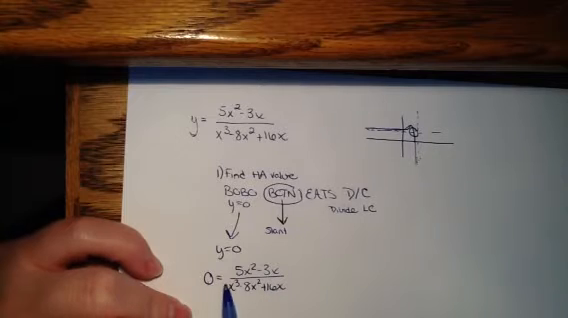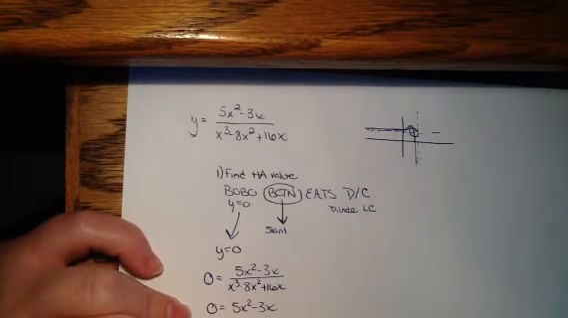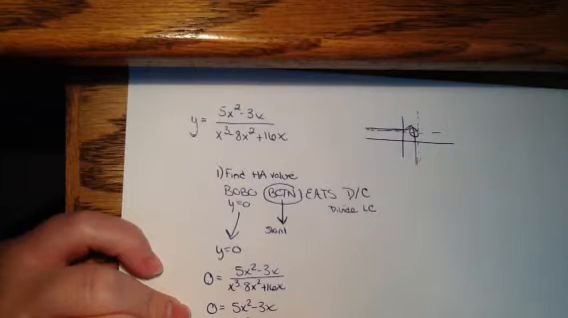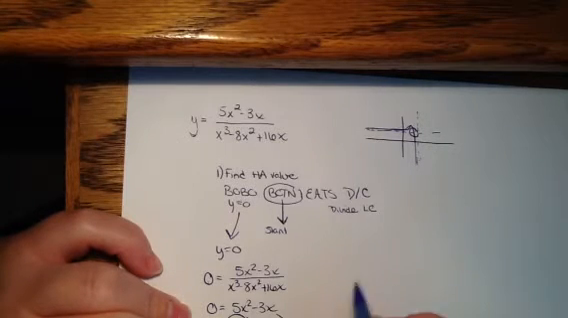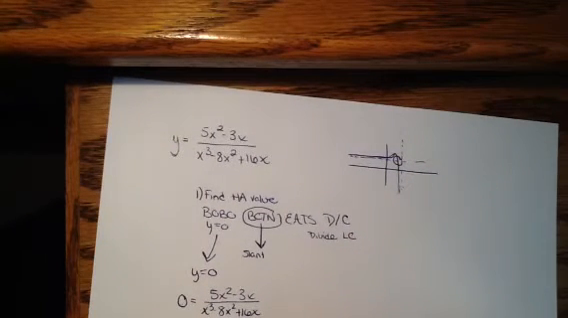So I'm going to multiply this over, and 0 times anything is just 0, so 0 equals 5x squared minus 3x. And then 0 equals x(5x minus 3). This right here we said earlier was the intercept, and then x equals 3 over 5. It's my other intercept.